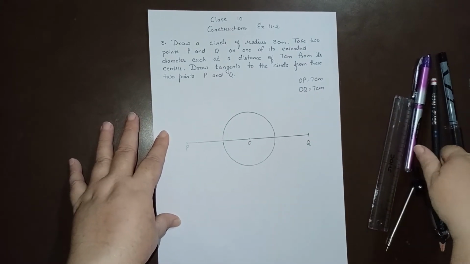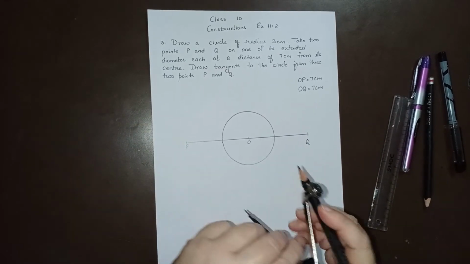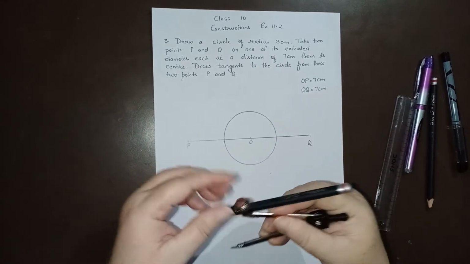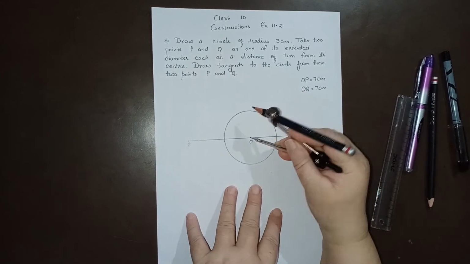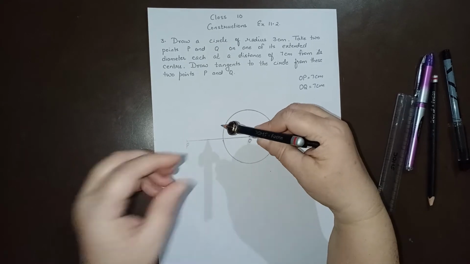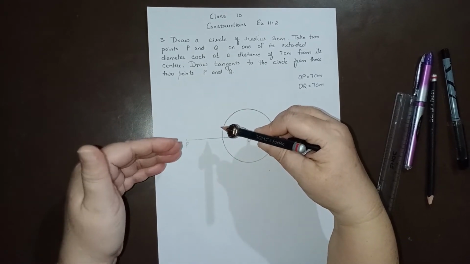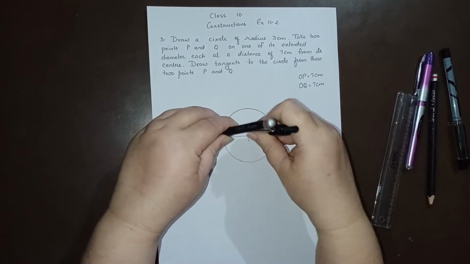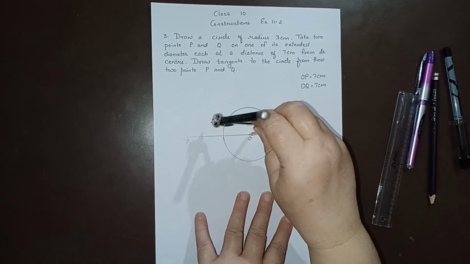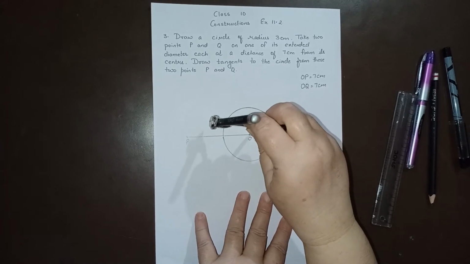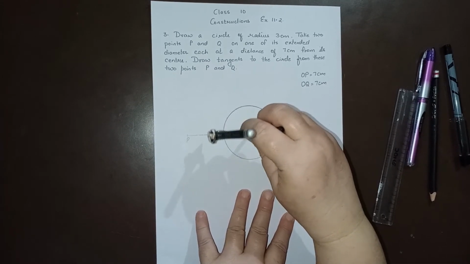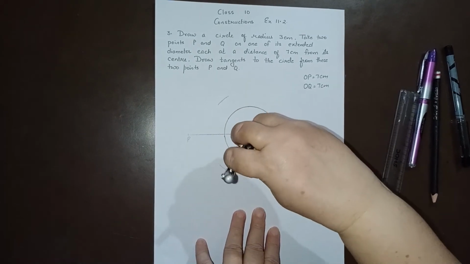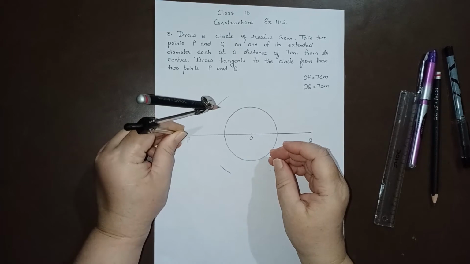Now from these 2 points we have to draw tangents to this circle. The method for drawing the tangent is to take your compass and first make the perpendicular bisector of OP. I am first drawing tangents from point P. For that you have to open your compass for a distance more than half of OP, approximately half of OP. It will be like this. So we are drawing the perpendicular bisector of OP.